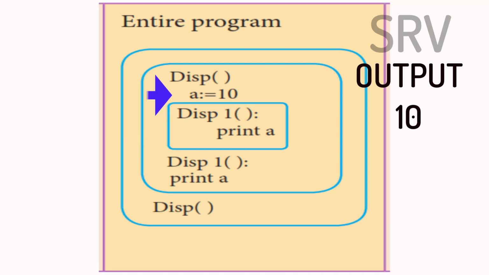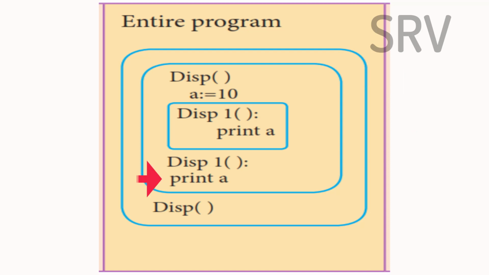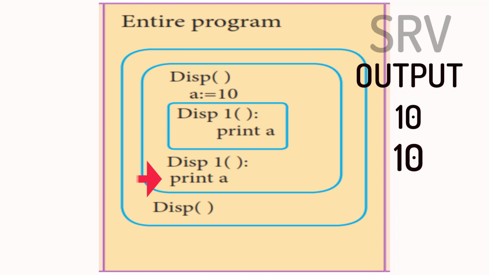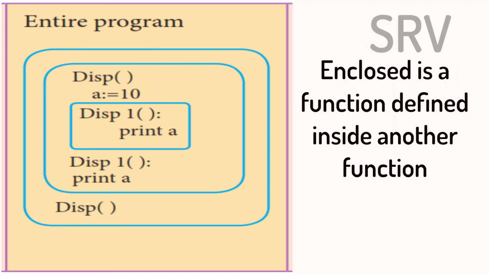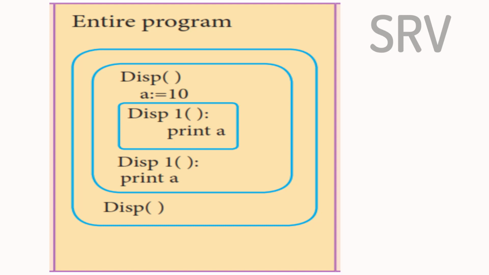Now the control comes out of the function and the print a statement gets executed. Here the outer function value a gets initialized and its value 10 is printed. So we get the value 10. So enclosed scope is nothing but a function defined inside another function. Whatever variables are declared in the outer function can be accessed in the inner function also. This is what enclosed scope means.